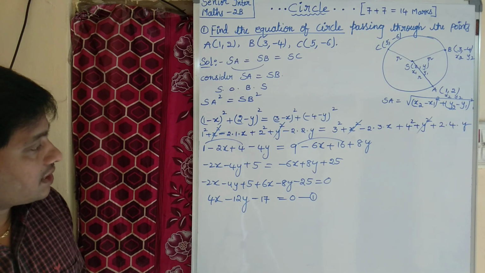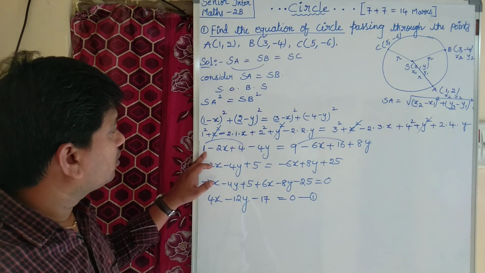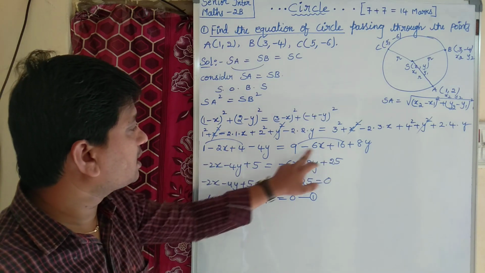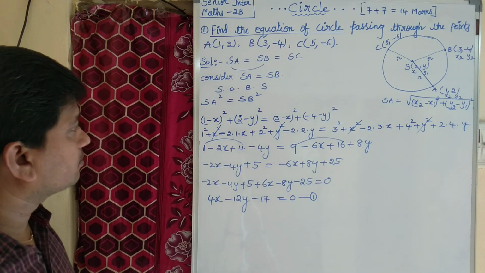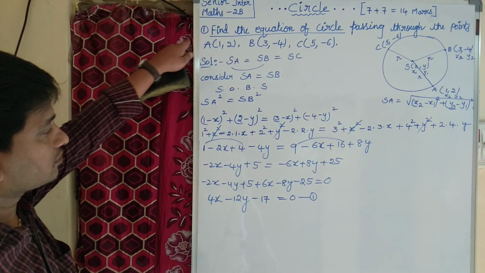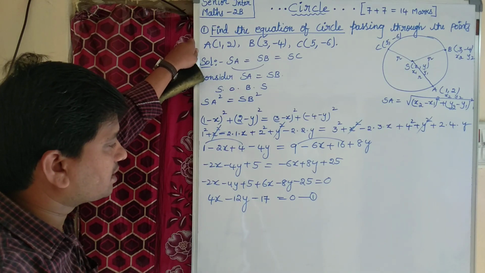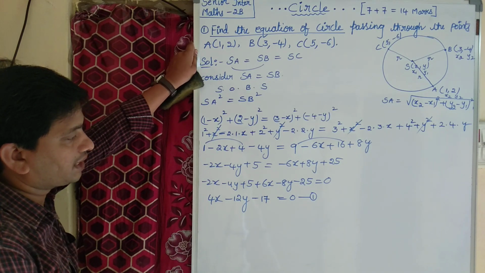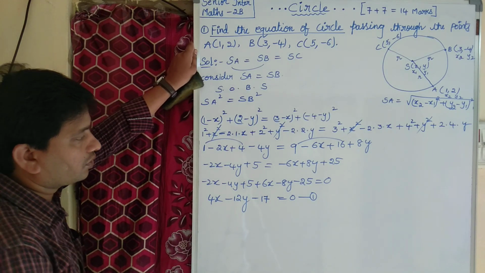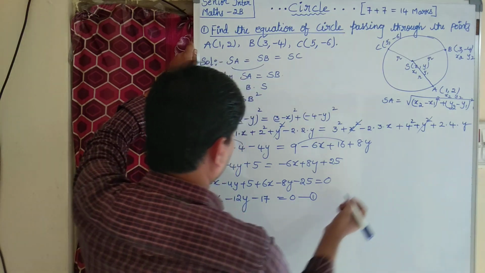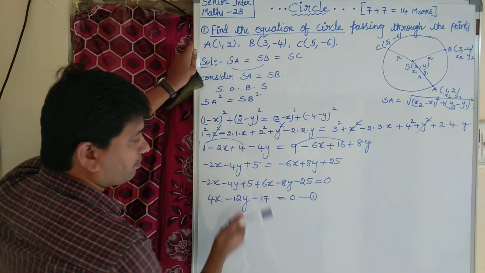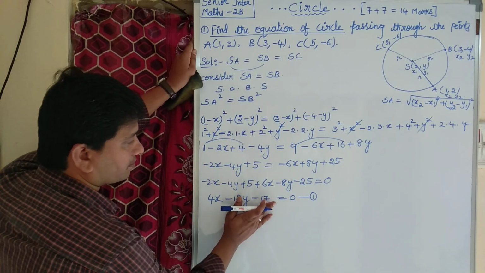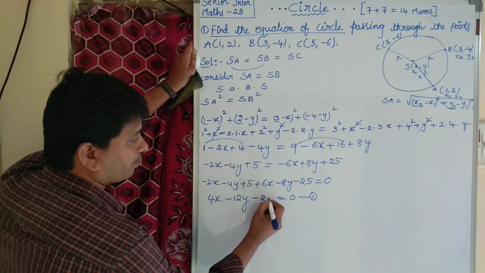See children, 4x, 1 plus 4 is 5, 16 plus 9 is 25. Correct only? 25 minus 5 plus 2, 25. So children, sorry, here minus 25, this is plus 5, that is 20. We wrote wrong here, 20.